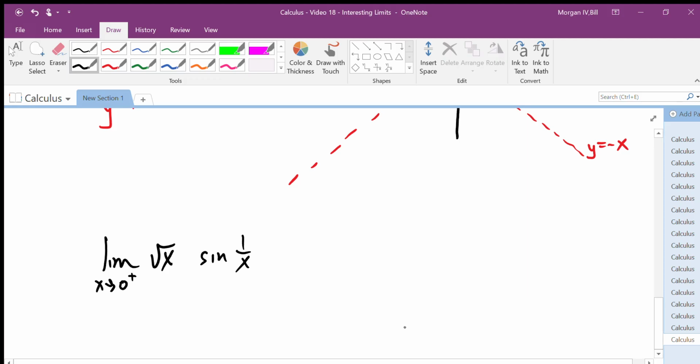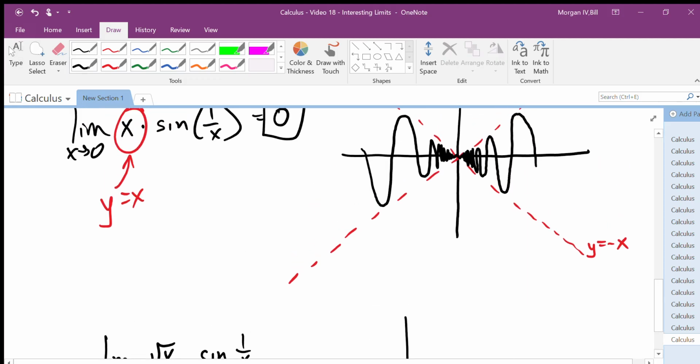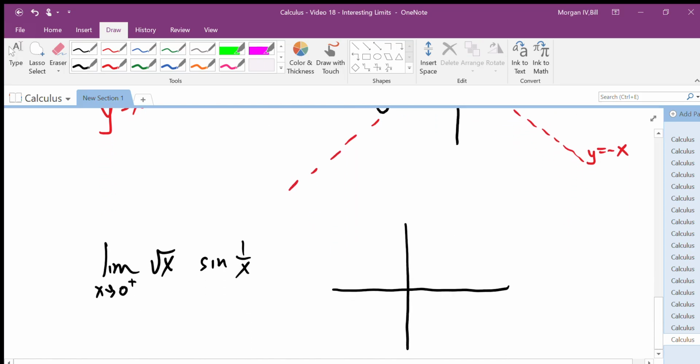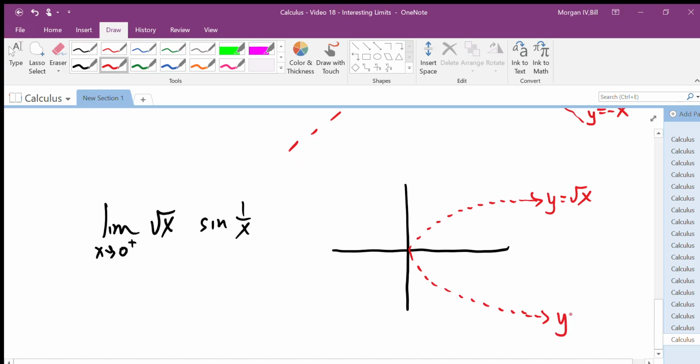But this function, as opposed to having dotted lines of y equals x and y equals negative x, is going to have dotted lines of y equals square root of x and y equals negative square root of x. It's kind of like whatever that function is out front there, the square root of x or just x, becomes the boundary of the oscillating sine of 1 over x function. Either way, because it's being squished down, the answer here is also 0.